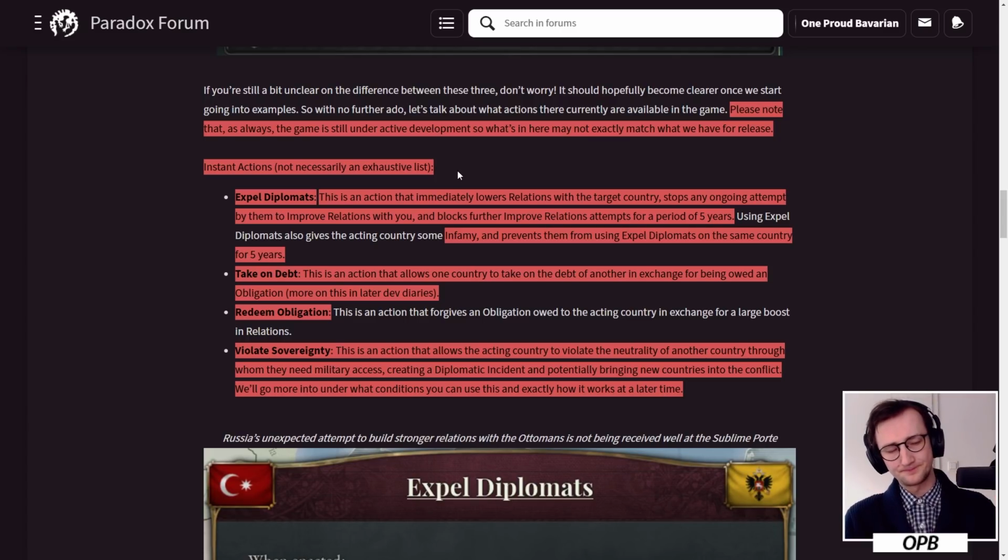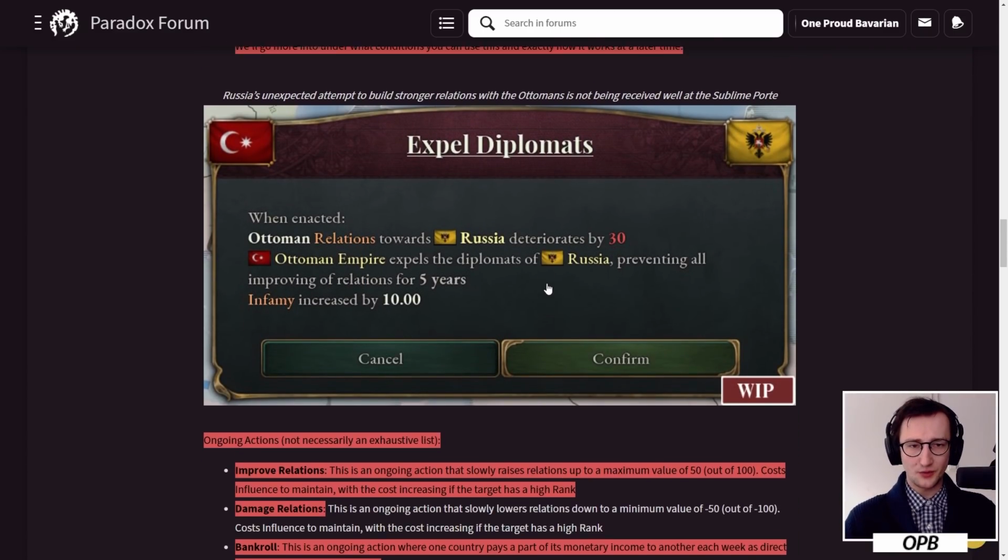Now, I will say, obviously, it should stop you from expelling diplomats for 5 years, because ultimately, hey, they're already expelled, what are you going to do about it? But this is just a cooldown period, because this is active for 5 years as it stands. This is an instant action. You do it, they can't at any point increase relations anymore, at least for the next 5 years, and it will immediately also lower relations. We can see this right here.